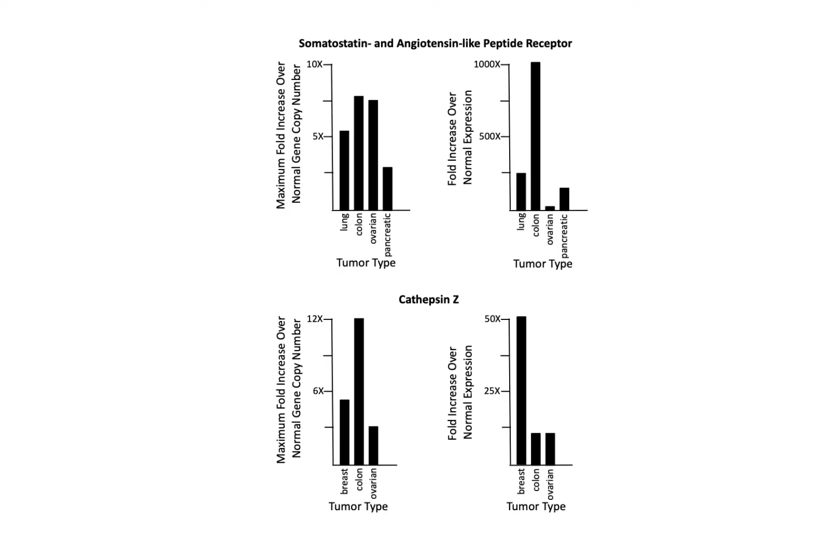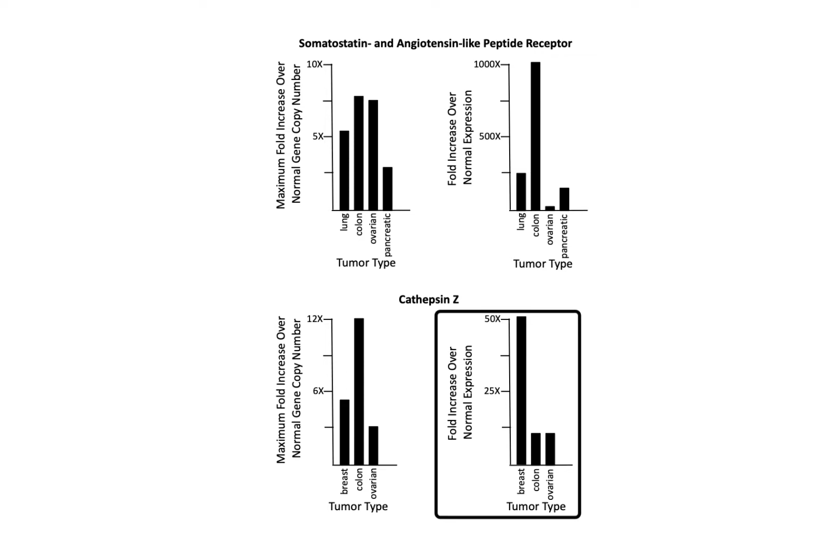So here are those in graphical terms, just to put it on a different scale, I guess, or a different way of looking at it. So here are the somatostatin and angiotensin-like peptide genes increased in lung, colon, ovarian, and pancreatic cancer. And then the degree of the overexpression of the protein, that is, the amount of protein. And you can see in colon cancer, it's really expressed to a much higher degree. And then for cathepsin, the amount of gene amplification copy number up to a 12-fold increase in colon cancer.